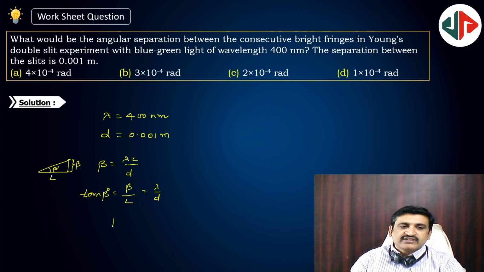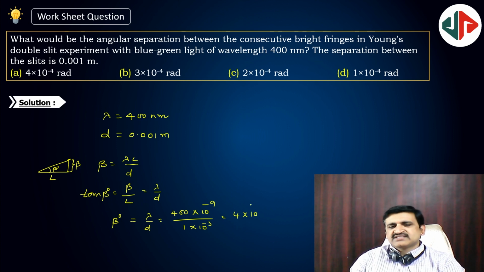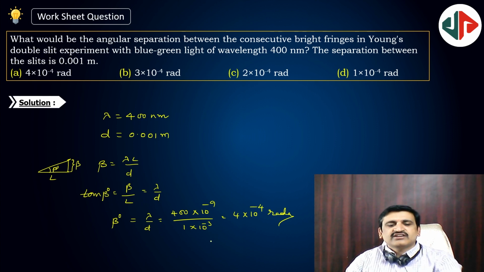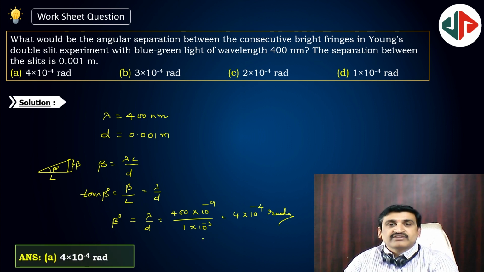So angular width beta degrees is equal to lambda by d, which is equal to 400 nanometers, 10 to the power of minus 9, by 1 into 10 to the power of minus 3. That means 4 into 10 to the power of minus 3 minus 6 and 2 more, so minus 4. This will be in radians. Whenever you divide length with length, you never get degrees, you will get radians only. So 4 into 10 power minus 4.